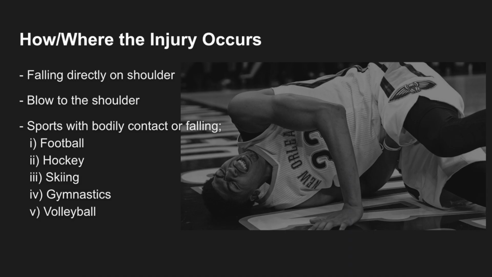The most common cause of the separated shoulder is falling directly on the shoulder or taking a blow to the shoulder. The injury can stretch or tear the ligaments that hold the collarbone and shoulder blade together. As a result, those who play sports in which they are highly susceptible to bodily contact or falling are often at a higher risk of shoulder separations. This can include sports like football, hockey, or even activities like skiing, gymnastics, and volleyball.